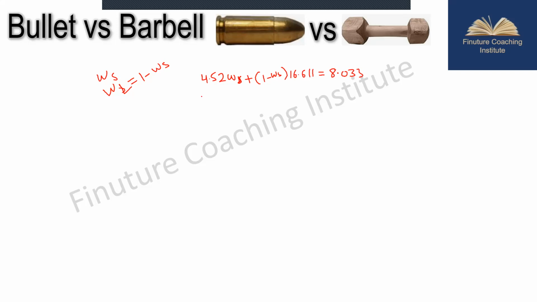So let's solve it quickly, then I'll tell you one interpretation. So 4.52 times WS plus 16.611 minus 16.611 WS. I just multiplied this bracket, equal to 8.033. Let's solve it, and let me bring this 8.033 here, and this minus bigger number. It's the same, whichever way you want to do it.